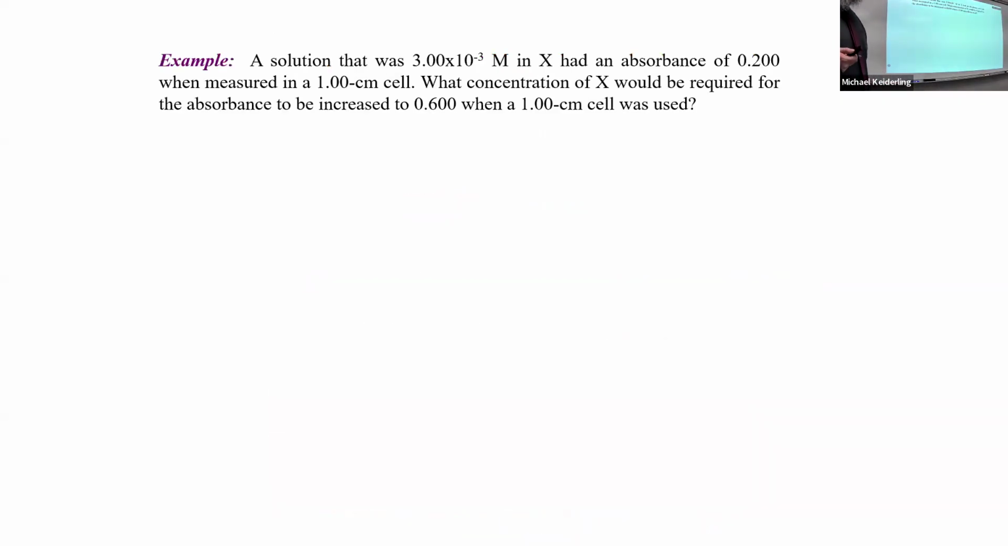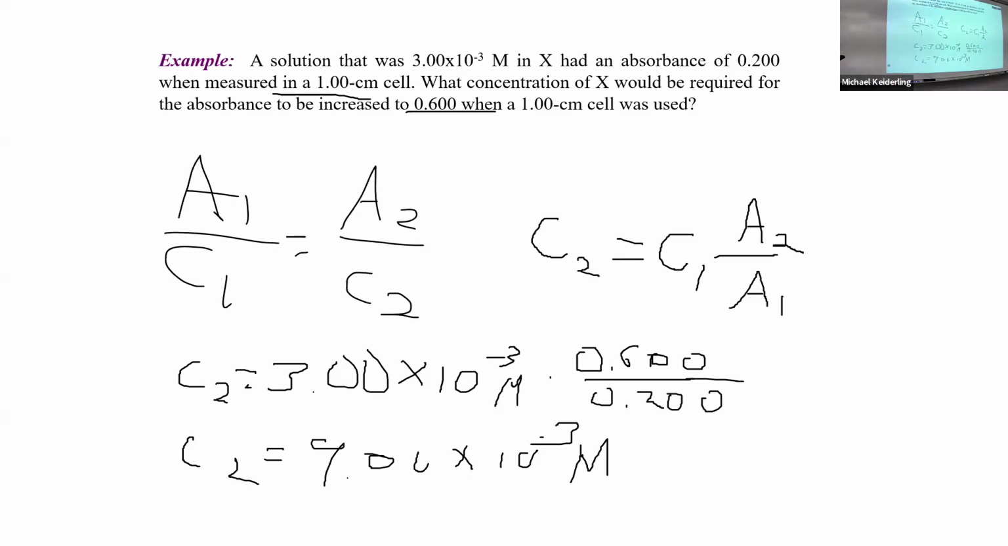So for example, if you have a solution that's 3 times 10 to the minus 3 molar in X with an absorbance of 0.2 when measured in a 1 centimeter cell, what concentration of X would be required for the absorbance to be increased to 0.6 when a 1 centimeter cell is used?